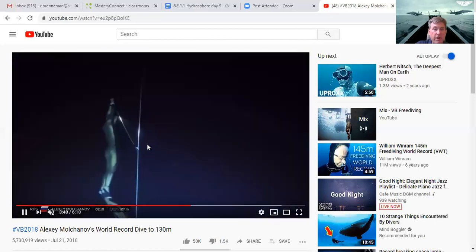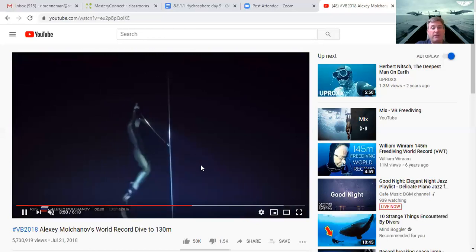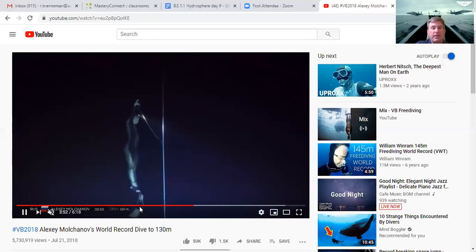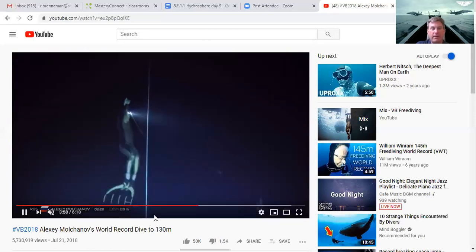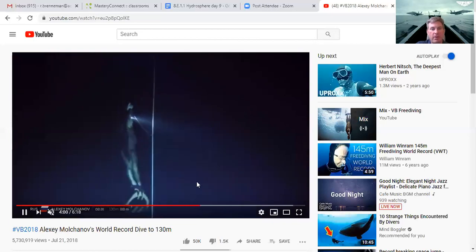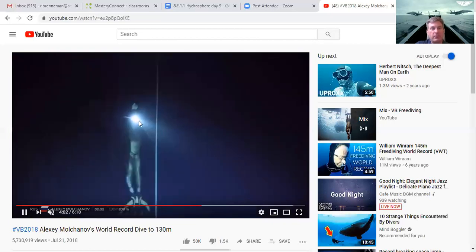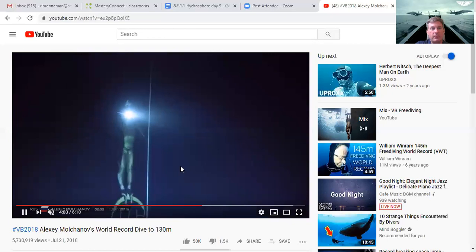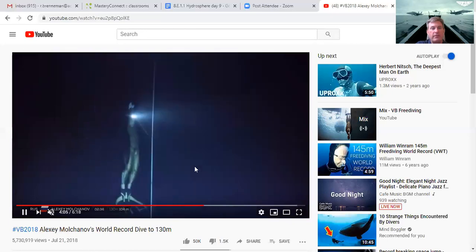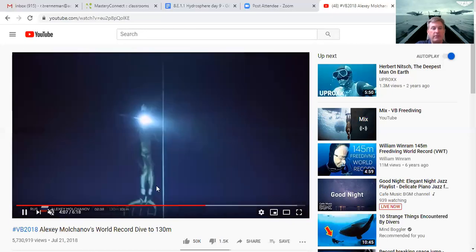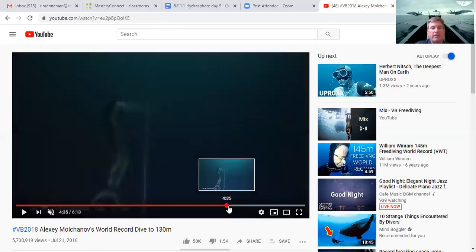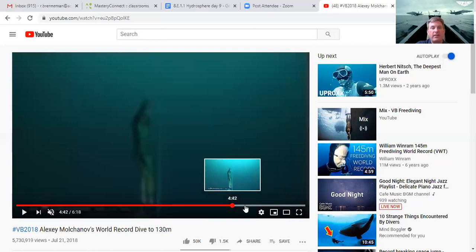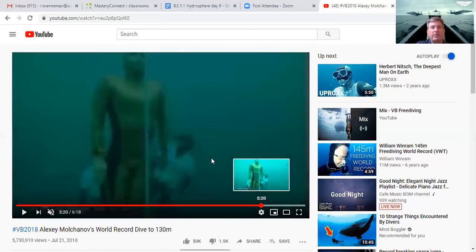In order to say, oh yeah, I made it, you have to grab that little tag off that thing and come back up. So now he's got to kick up because he's way deep in the water, 130 meters to the bottom of that thing. As we come up, it gets lighter, gets lighter, gets lighter. Finally, up in here, it starts looking light, light, light. And we hit the surface.